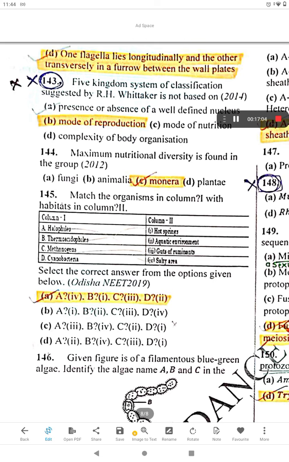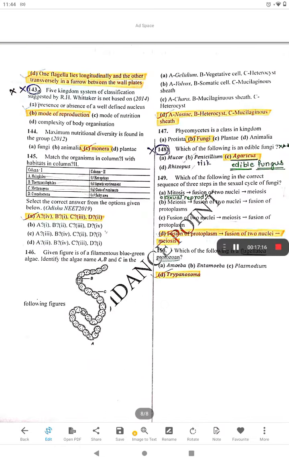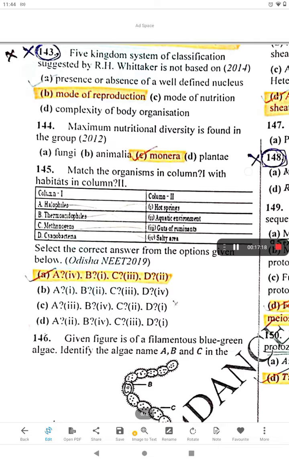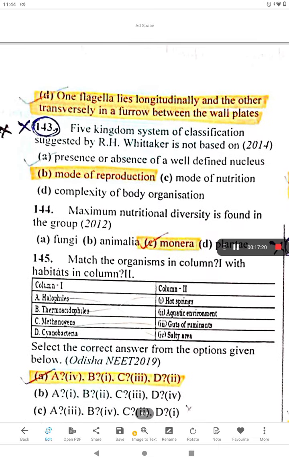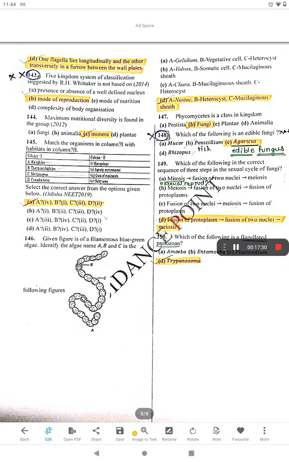Presence or absence of well-defined nucleus. Of course, dear. प्रोकॅरियोट युकॅरियोट आहे, वेल डिफाइंड न्यूक्लियस वरती आहे, प्रिमिटिव्ह आणि डेव्हलप न्यूक्लियस वरती आहे. त्यामुळे 143 चा ए ऑप्शन तर आहे. आर.एस. व्हिटेकरच्या सिस्टम मध्ये आहे की नाही. मोड ऑफ न्यूट्रिशन, ऑटोट्रॉफिक, हेटेरोट्रॉफिक हे पण आहे. कॉम्प्लेक्सिटी ऑफ बॉडी ऑर्गनायझेशन हे पण आहे. ऑर्गन लेवल आहे, सेल्युलर लेवल आहे, टिश्यू लेवल आहे, लूज टिश्यू आहे, हे सगळं आहे.